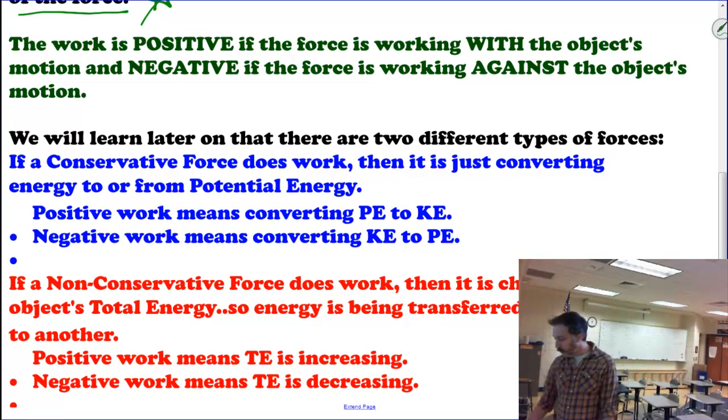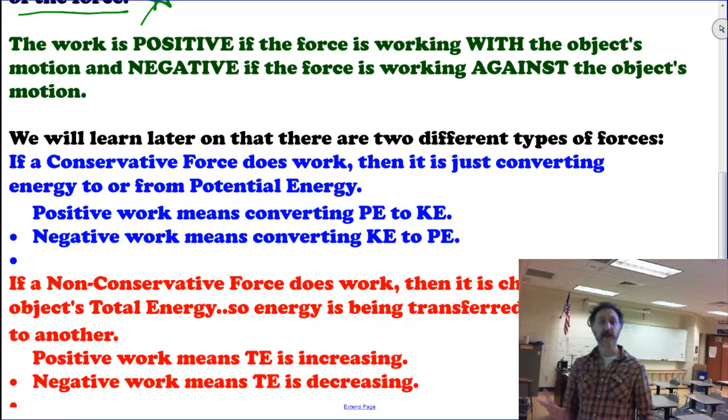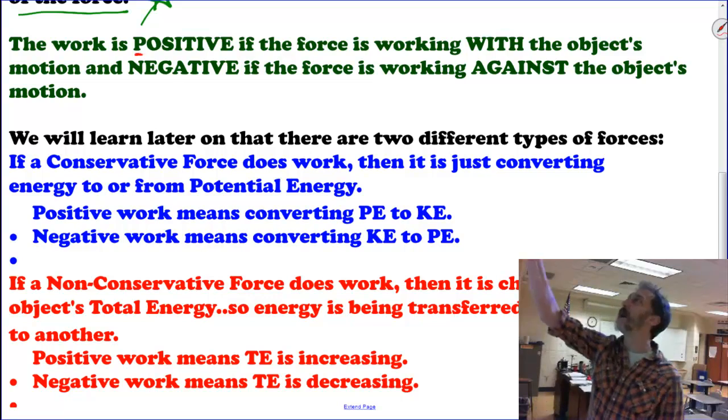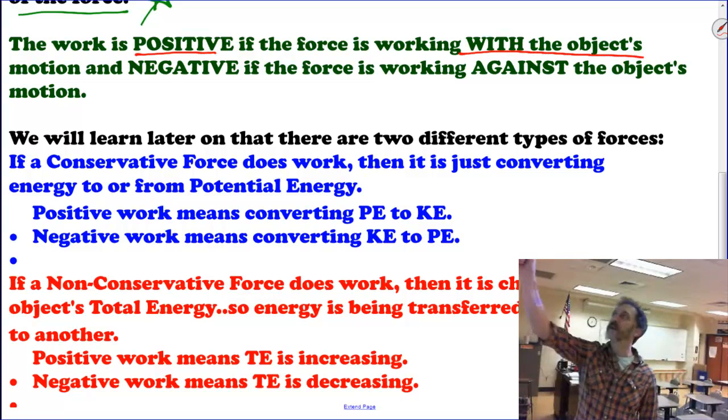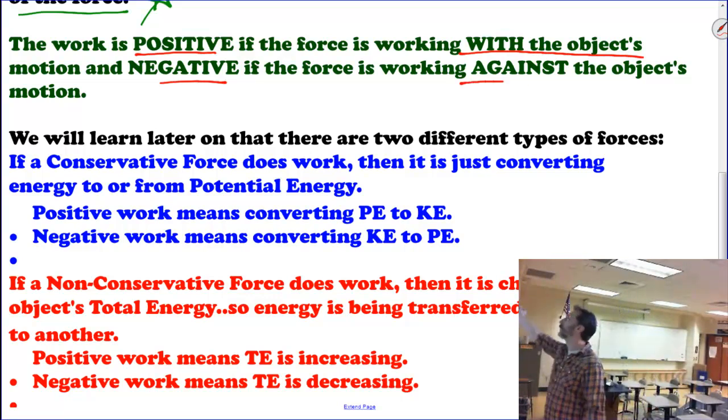So first of all, work is a scalar, so it doesn't have direction, just like energy. But it can be either positive or negative, corresponding to either a gain or a loss of energy. So we say that the work is positive if the force is working with the object's motion, and the work is negative if the force is working against the object's motion. Again, you'll see that in an example.